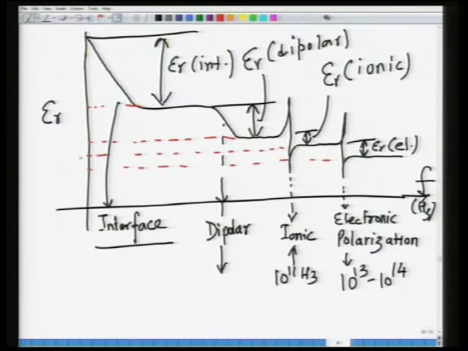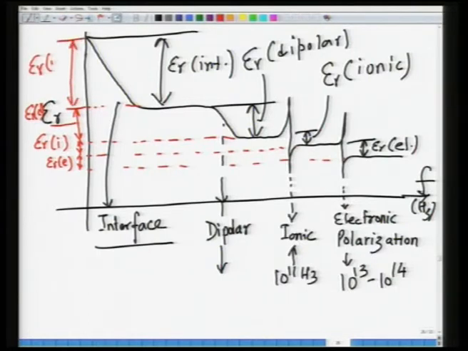So, this would be epsilon r electronic, this would be epsilon r ionic, this would be epsilon r dipolar, and this would be epsilon r interface. Don't worry about the relative magnitudes of these with respect to each other, because this is just a schematic diagram. Now, the point is, what is this?